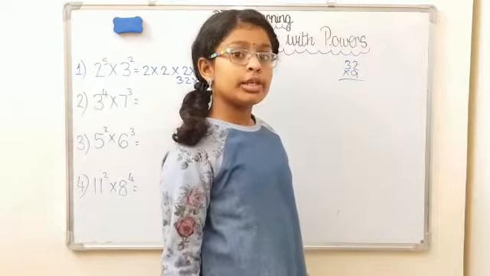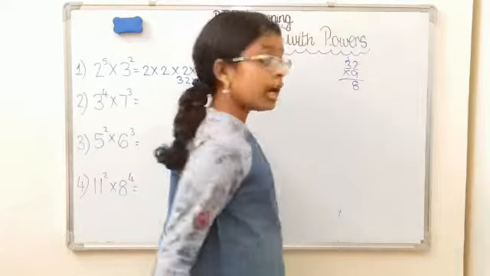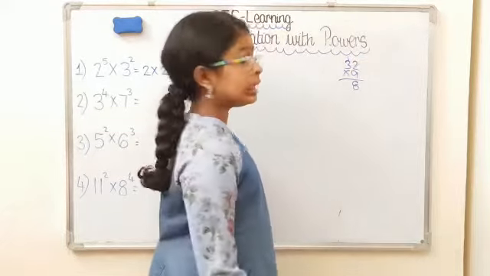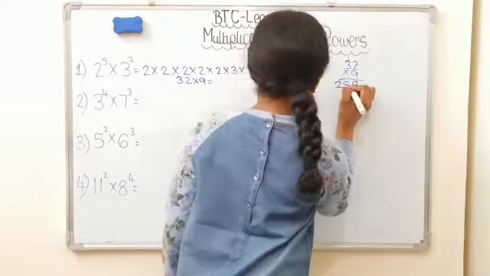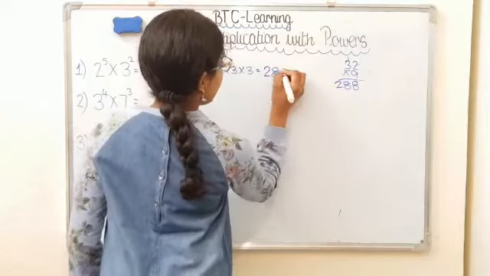9 times 2 is 18. So I'm going to write the 8, carry the 1. 9 times 3 equals 27. Add the 1, it is a 28. So the answer is 288.